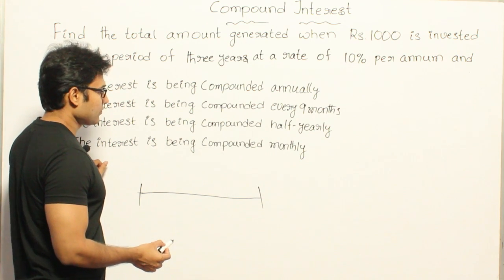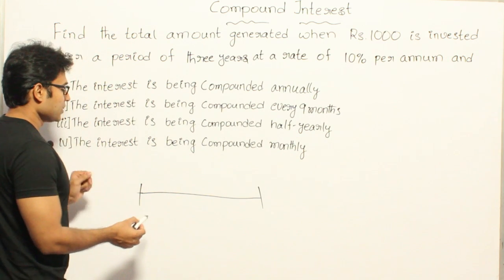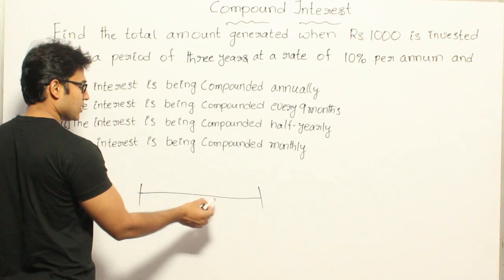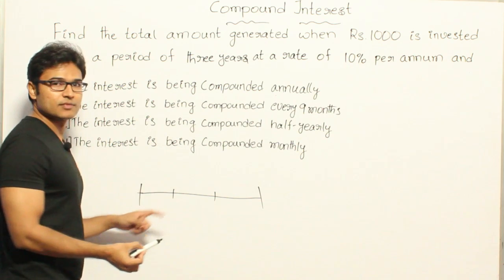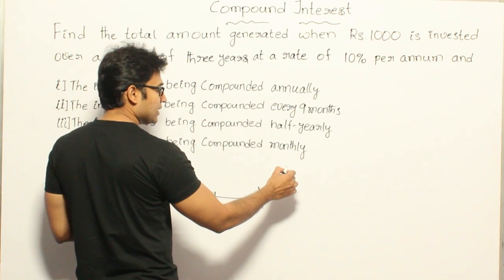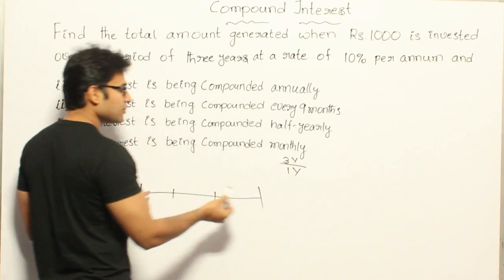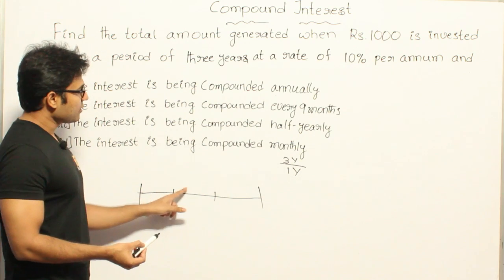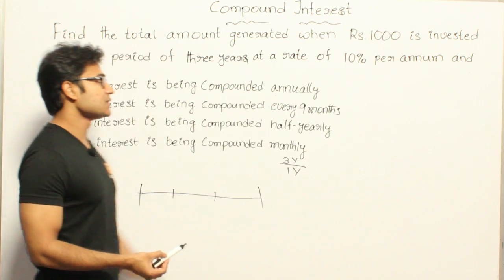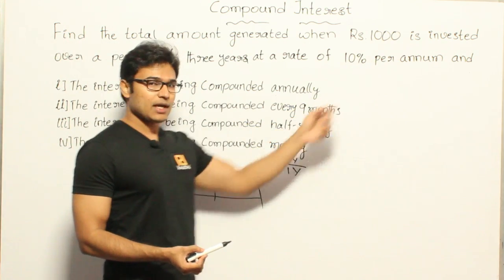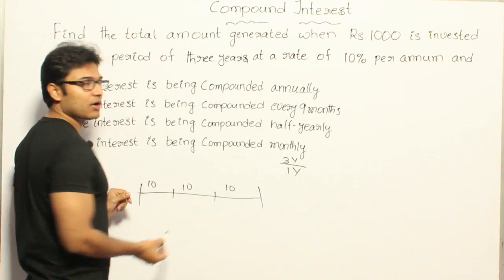So how to solve it is, find out the number of slots and then the interest per slot. This is totally 3 years and the interest is being computed annually, which means there are 3 such parts. Each slot is 1 year and the total time is 3 years, therefore it is going to be 3 parts. And what is the rate per slot? It depends on the rate given per annum. The rate given per annum is 10% and each slot is 1 year, therefore for every slot it is 10, 10, 10. Got it?